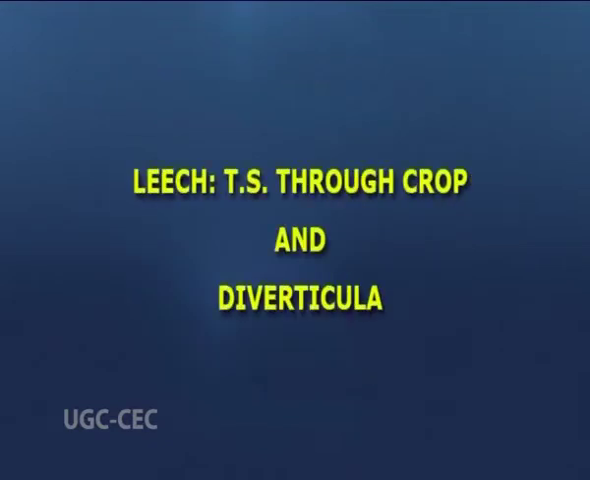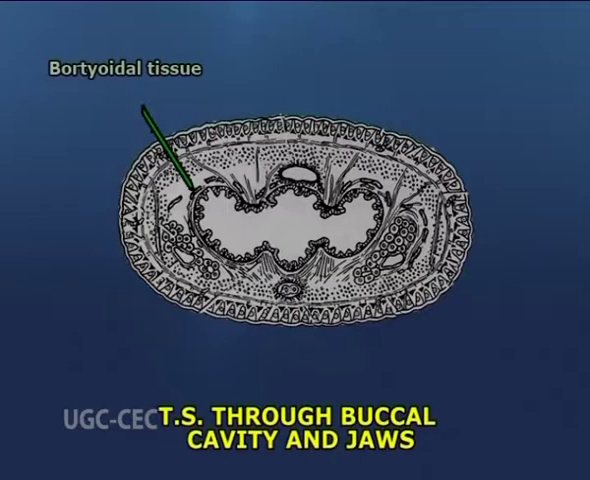Now we will see the transverse section through crop and diverticula. Comments: in this section, the crop contains 10 pairs of diverticula extending from the 9th to 18th segment, and each segment contains 2 diverticula, so that in transverse section it looks 3-chambered. Coelomic cavity is filled with botryoidal tissue.